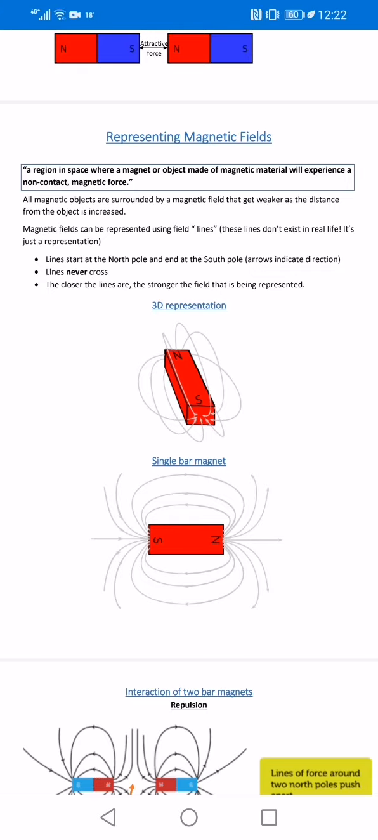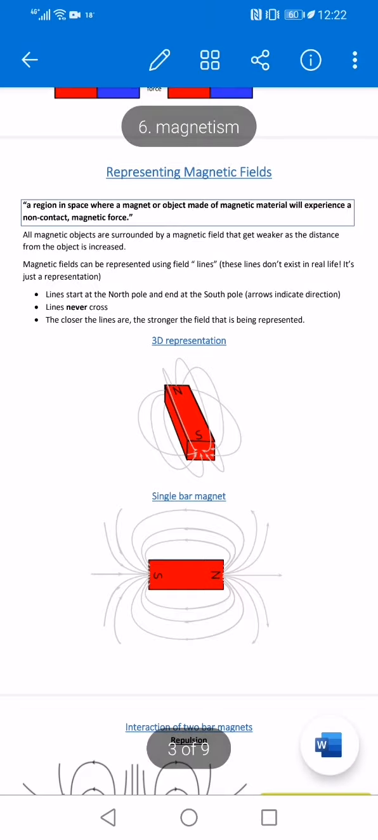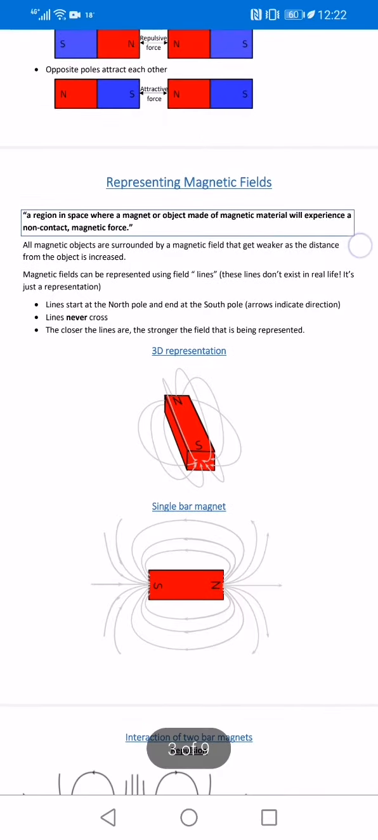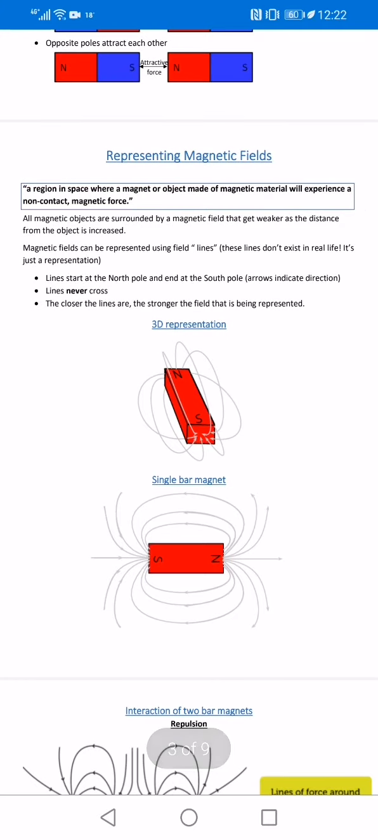Then, just a little bit about magnetic fields. All magnetic objects are surrounded by a magnetic field that gets weaker as the distance from the object is increased. Okay, very important. We'll look at this a lot in grade 11 and in grade 12, the fact that as you increase the distance, the magnetic field is weaker. Okay, so that's this here. That's got to do with Coulomb's law, which you'll learn next year.